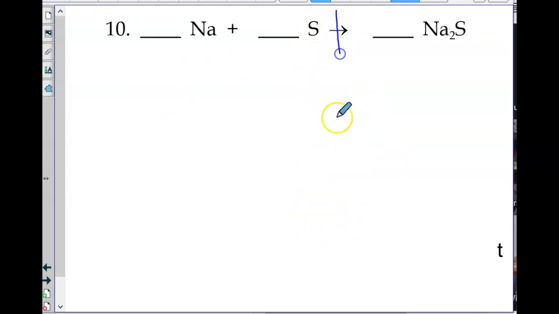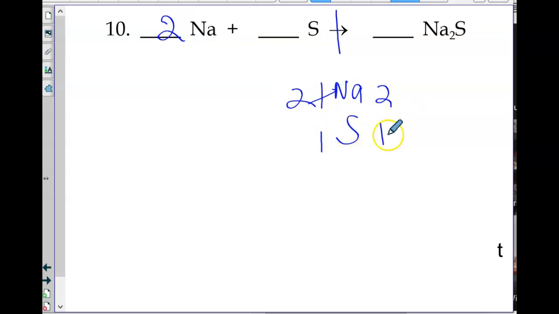Okay, number 10. So for number 10, we're going to do sodium and sulfur. We have a 1 and a 1. We have a 2 and a 1. 1 sodium, 1 sulfur on the left, 2 sodiums, 1 sulfur on the right. To get sodiums balanced, my first thing that's unbalanced, I put a 2 there, so 2 to 2. And sulfur was already 1 to 1, so now this is balanced as a 2, 1, 1.